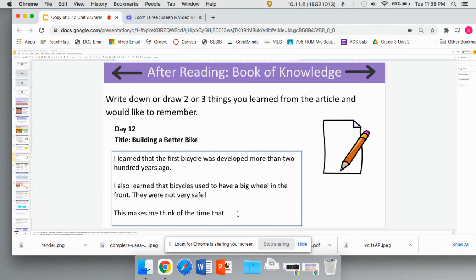Now, when I was reading this article and I was watching the videos, it really made me think of when I learned how to ride a bike. I was 9 years old when I learned how to ride a bike, which is kind of old for someone learning how to ride a bike. I hope all of you guys already know how to ride a bike.